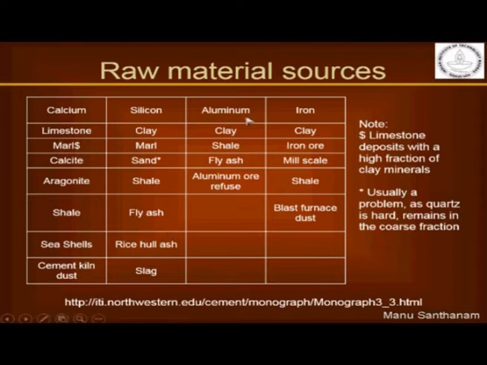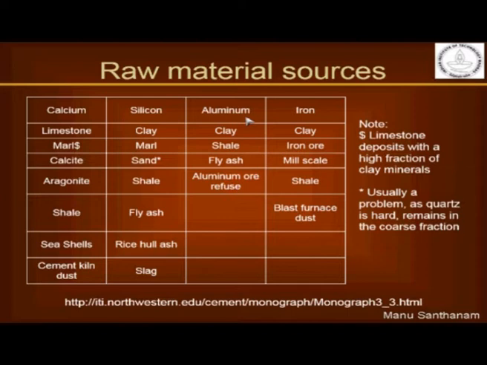Aluminium or aluminum oxide comes from the clay, shale, fly ash, or sometimes you may have to add aluminum ore like bauxite, not the pure bauxite, but the refuse that comes out of the aluminum ore mining industry. Iron or iron oxide comes from clay, iron ore, mill scale, shale, or blast furnace dust. So all these are components that can be utilized to give the right quantity and the right blend of the oxides that we need to manufacture the cement.